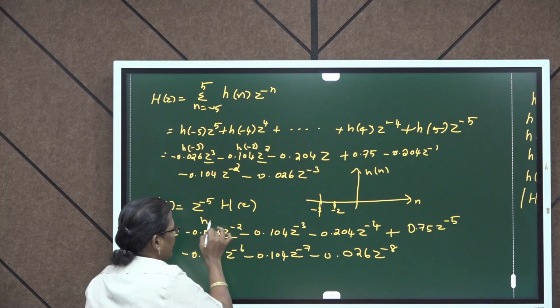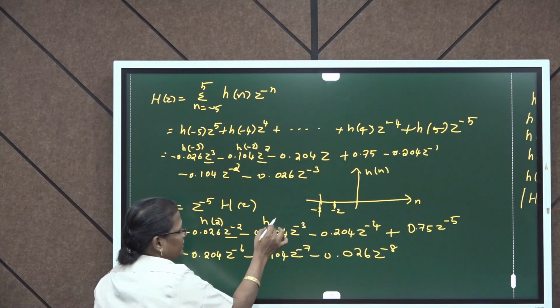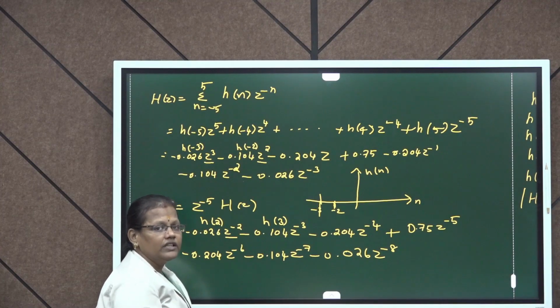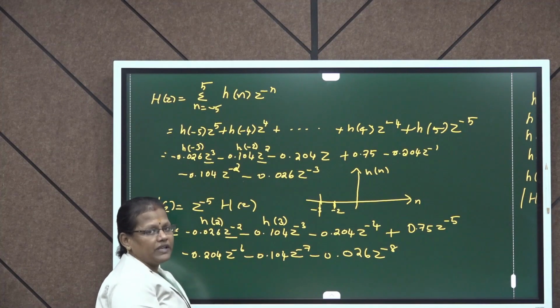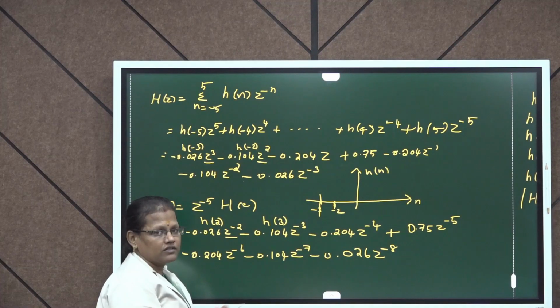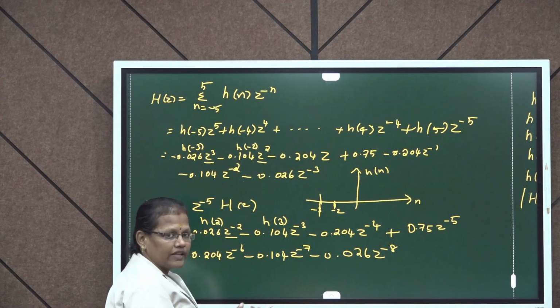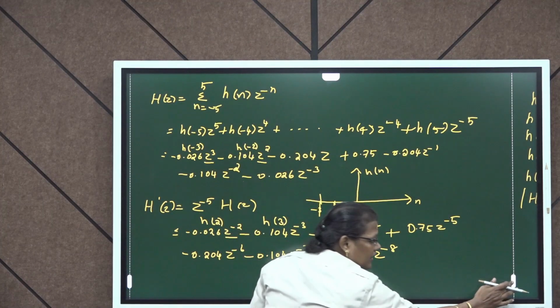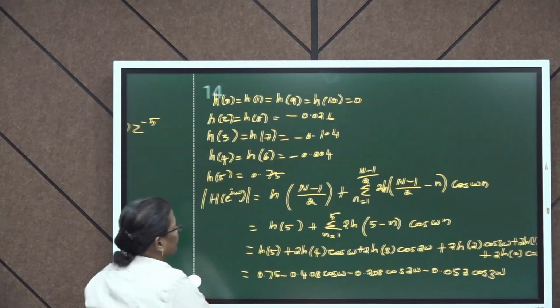That represents H of 2, H of 3. So all the coefficients are lying on the right side of the impulse response. That means it is not having values in the negative side. Okay, so now the filter has become a realizable filter.